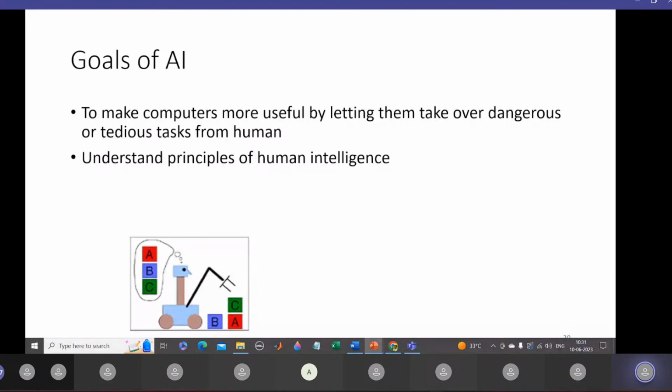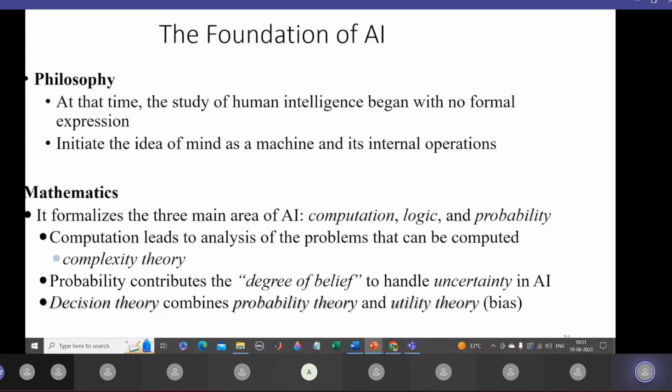And you have to understand the principles of human intelligence. So the foundation of AI: we say AI, but it's not only that. Many different things are behind that. The first one is philosophy. At the time, the study of human intelligence began with no formal expressions. You have to initiate the idea of mind as a machine, and make it internal operations. That is philosophy: what you have in your mind is what is to be expressed.